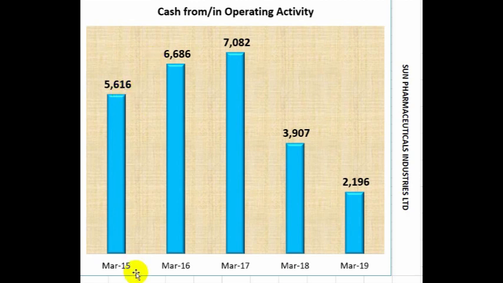Here we see that from March 15 to 17, the cash was coming in and it was increasing gradually, but in 18 and 19 the cash that was coming in only from the operating activities has dropped by almost half. Increasing cash again would indicate that the company is generating cash from its operations. So in the first 3 years it was generating, but after 18 and 19 the cash has suddenly dropped by 50% at least. The cash from operations should be positive.